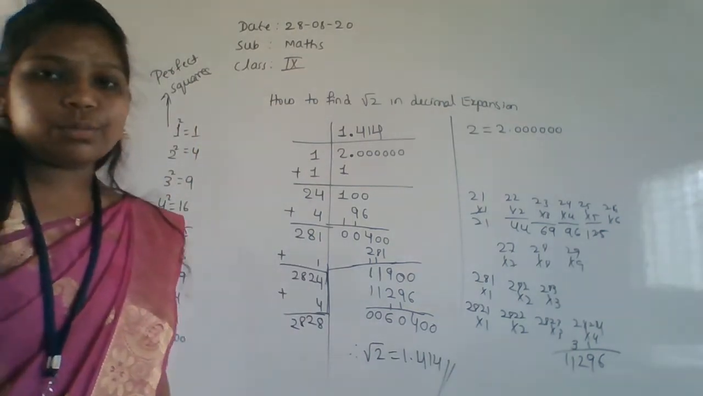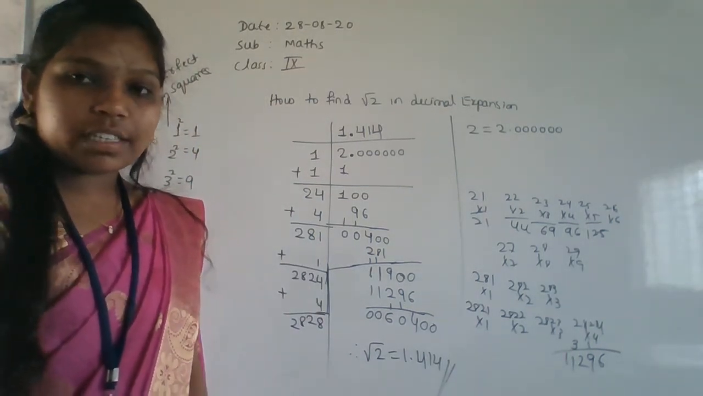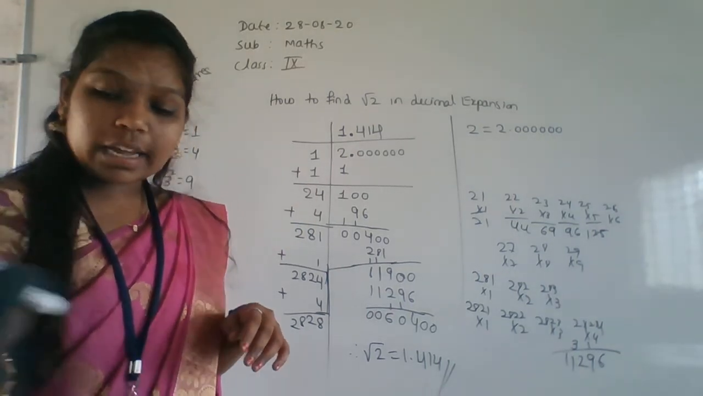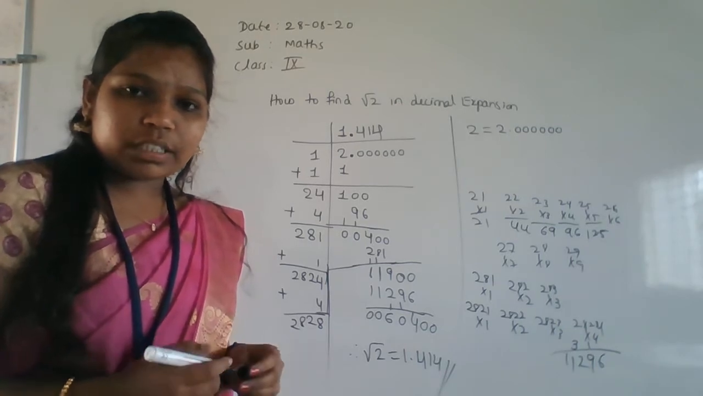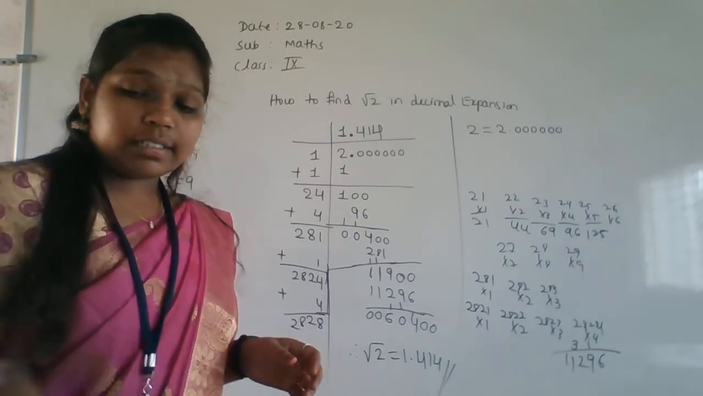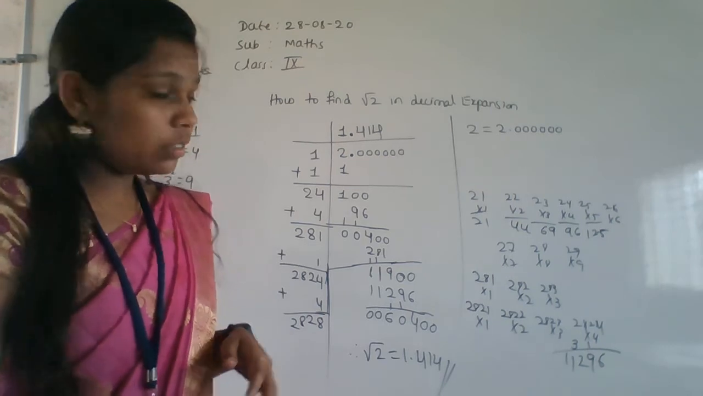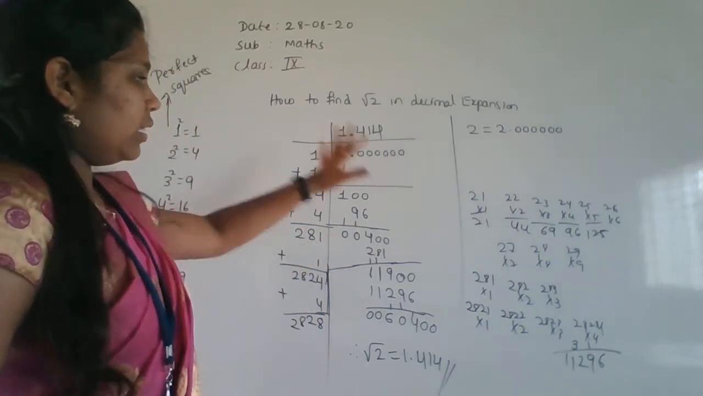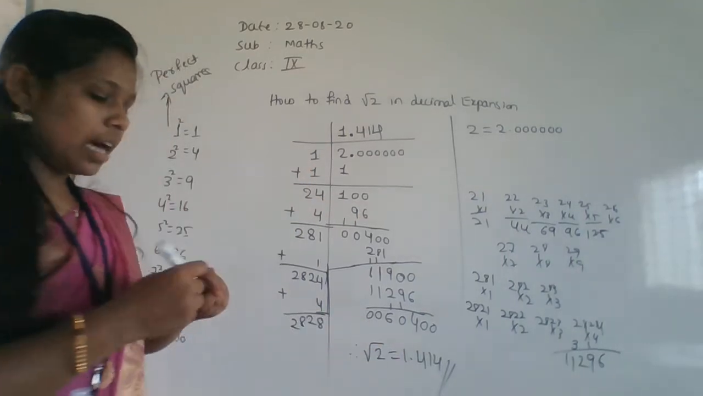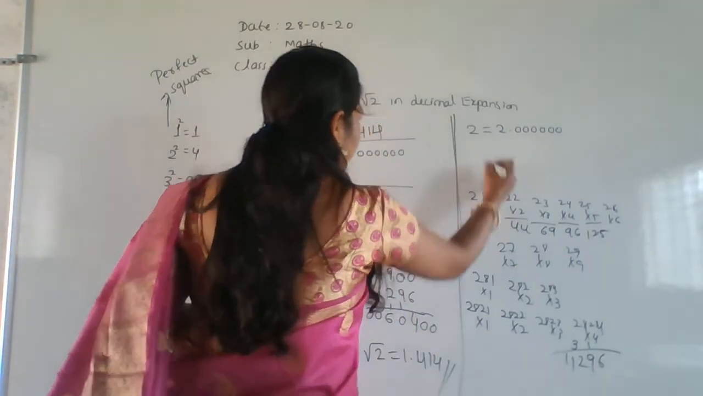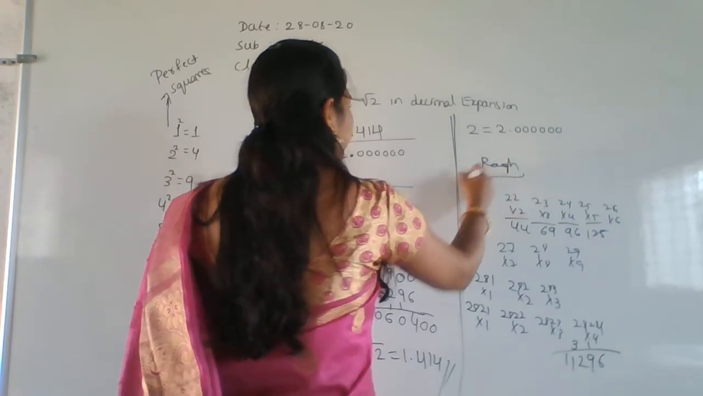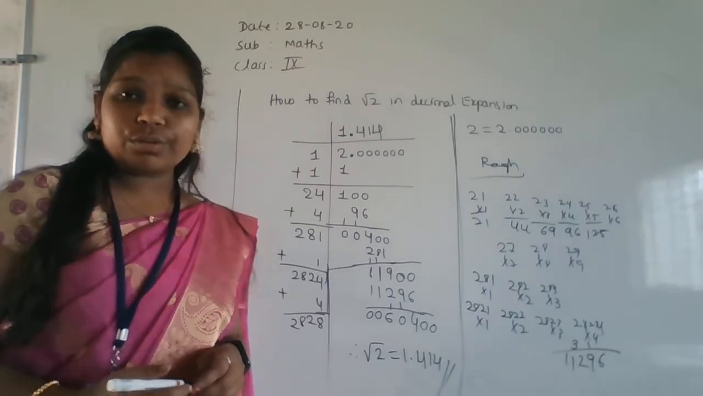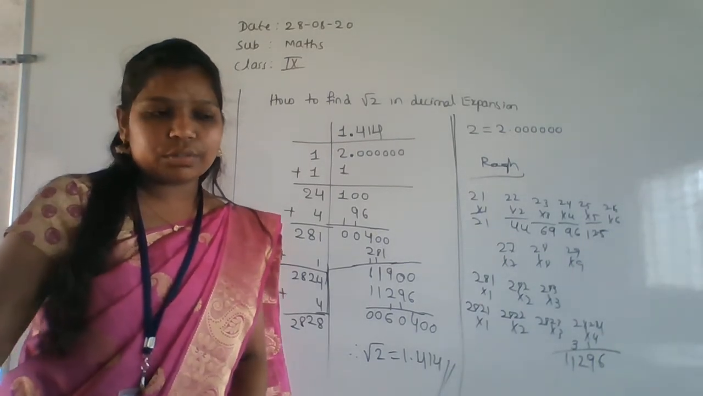Got everyone? So this is the way we have to do the decimal expansion of root 2, root 3, root 5, those values. Okay. So I hope everyone understood this video. Please go through all the things here. Only this much is there. These are the rough work. And only this is the decimal expansion of root 2.